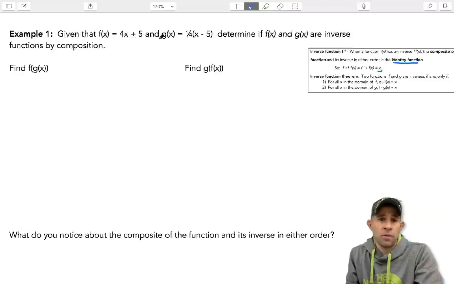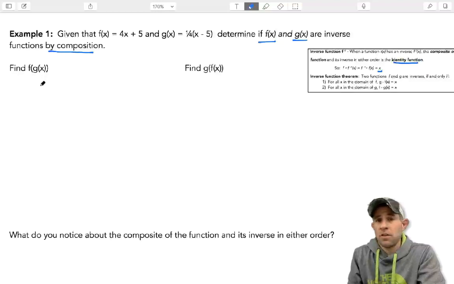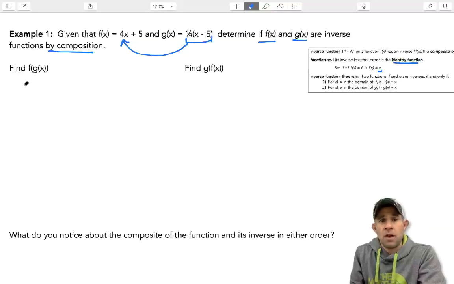Function f of x is 4x plus 5. G of x is 1/4 times the quantity x minus 5. Determine if these guys are inverses by composition. So let's start off by evaluating f of g of x. Remember, that means we're going to take g of x and substitute it into f every time we see an x. So that becomes 4 times 1/4 times the quantity x minus 5, plus 5.